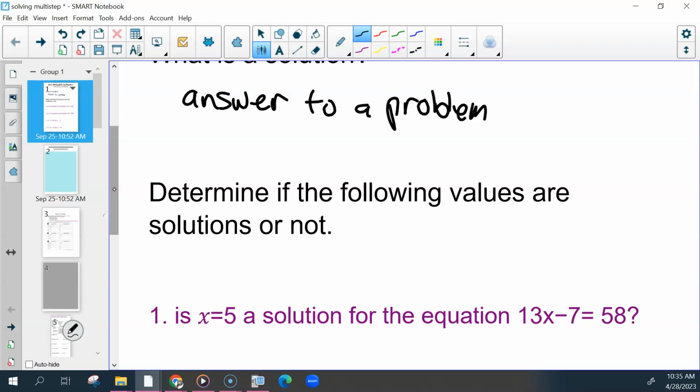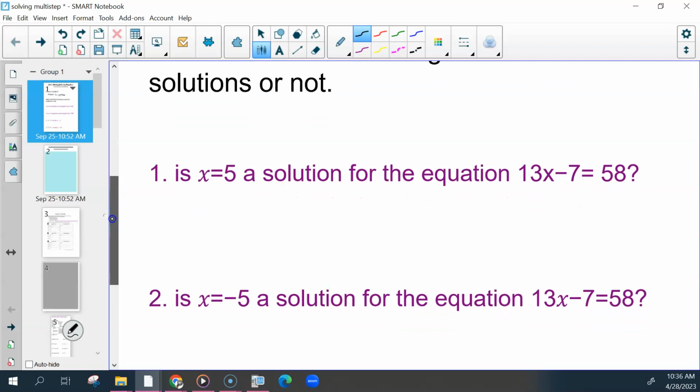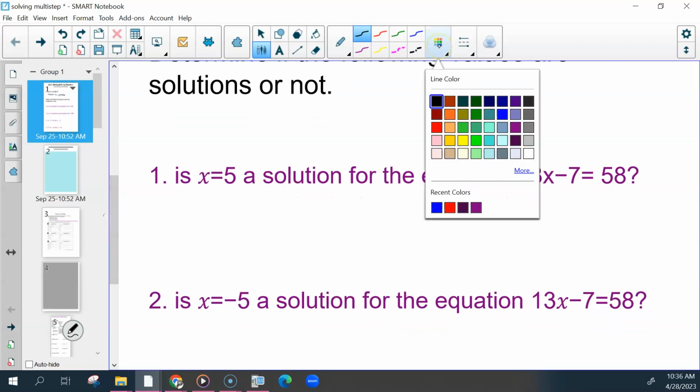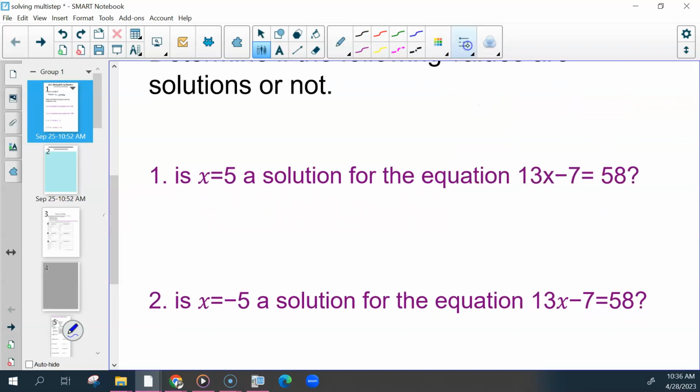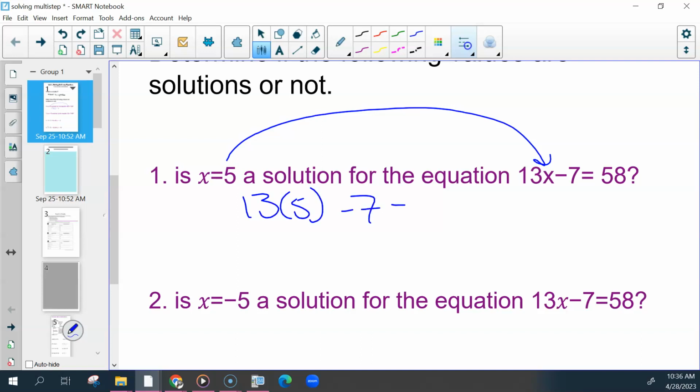What could I do? Just put it back in. So we would put that 5 back in for x, and see, does this make a true statement or not? Go ahead and multiply 13 and 5 and tell me what you get.